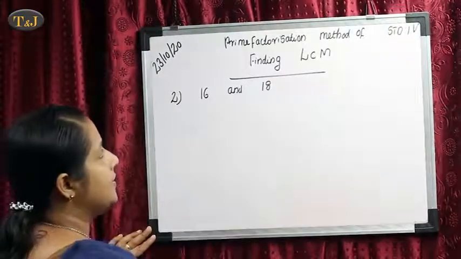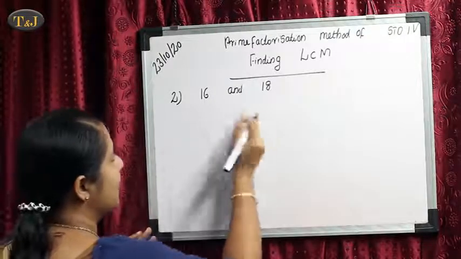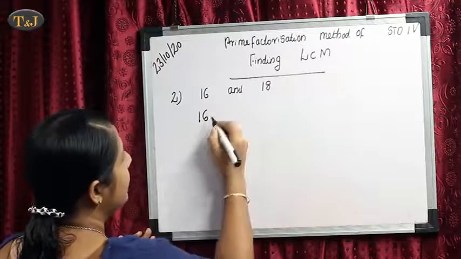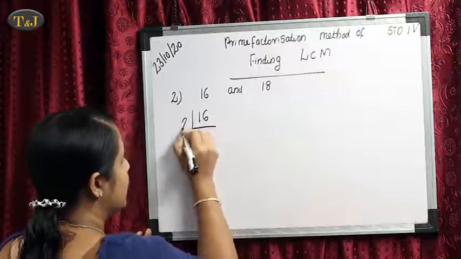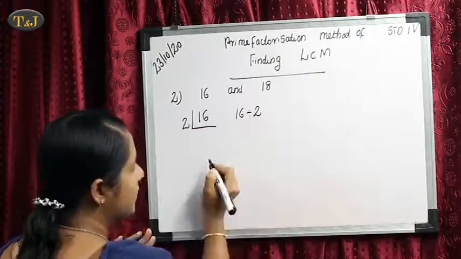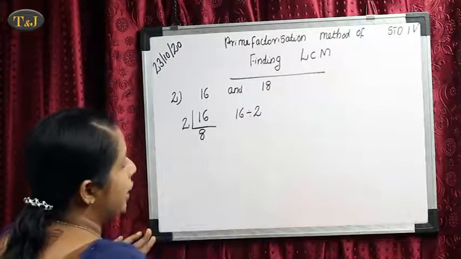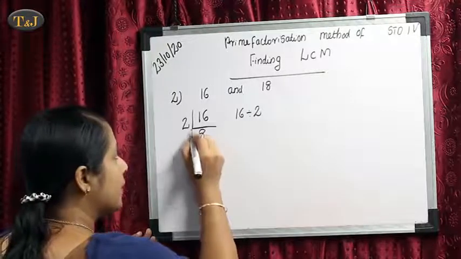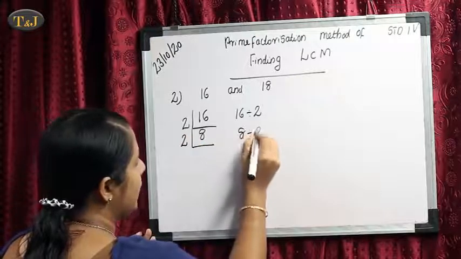Then our next example: take the numbers 16 and 18. First we find the prime factorization of 16 and 18. Right here, 16's ones place value is 6, so it is divisible by 2. In 2's table, 16 comes 8 times. Again the ones place value is 8, so it is divisible by 2. In 2's table, 8 comes 4 times.